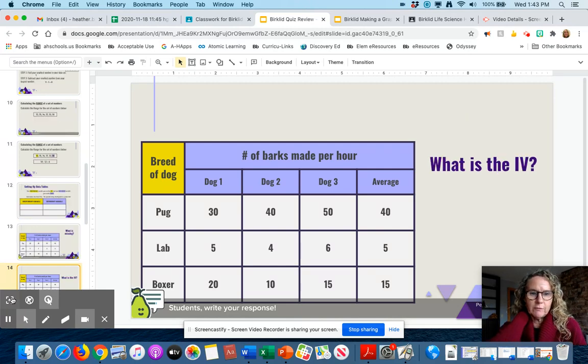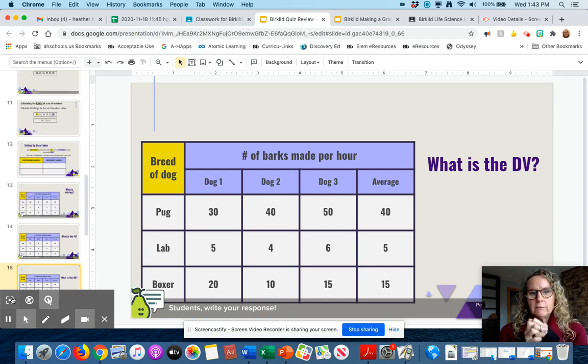In this one, we'd have to figure out then the independent variable. And remember, the independent variable is always to the left. So the independent variable here, what we're changing, is the breed of dog. What we're going to measure, the dependent variable, is the number of barks per hour. So it's something we can count.